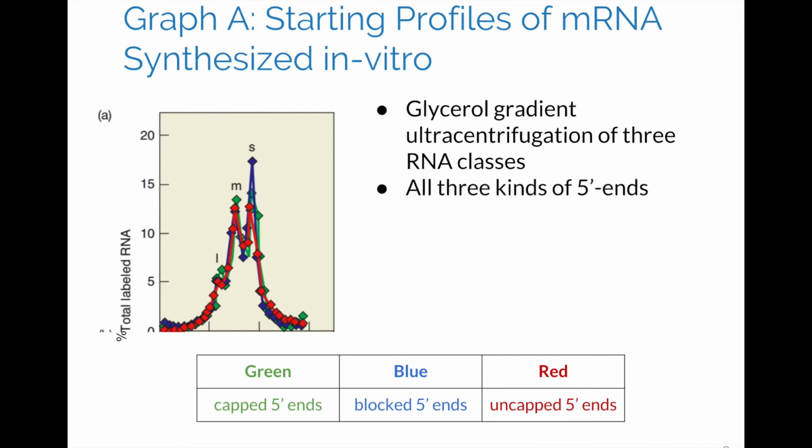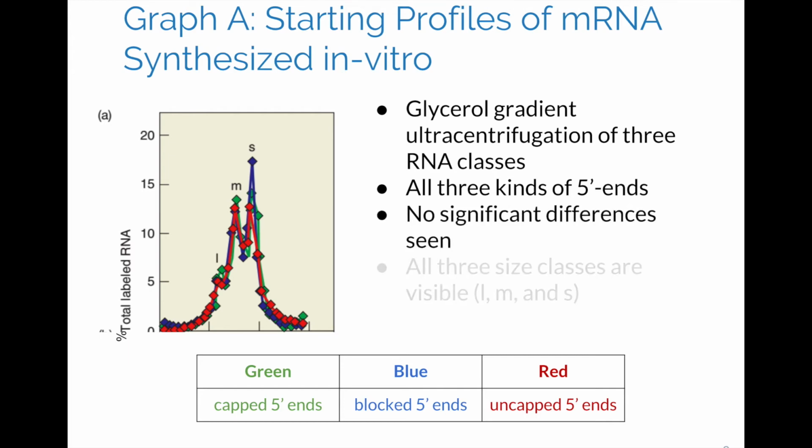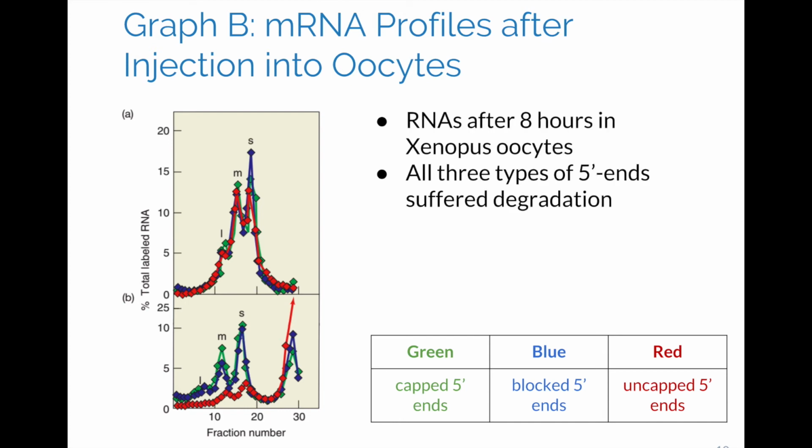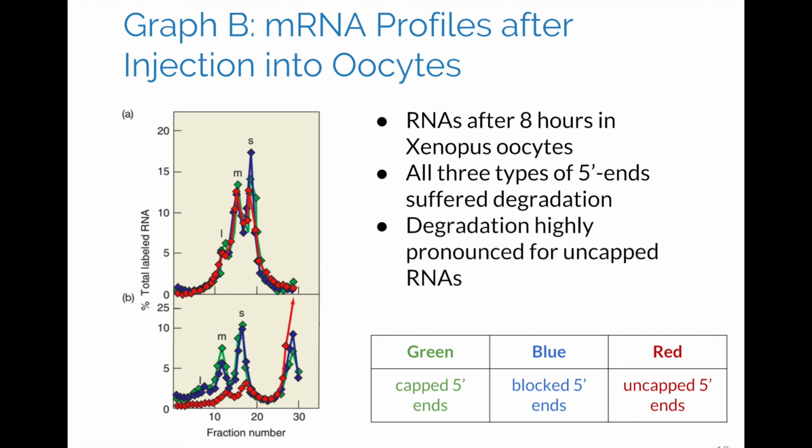No significant differences in the amount of RNA can be seen here, and each of the 3 size classes is clearly visible. This graph serves as a good comparison for the next graph, in which degradation of all of the RNAs was seen. Graph B shows the labeled RNAs after being injected into oocytes for 8 hours and then subjected to glycerol gradient ultracentrifugation. All 3 types of RNAs suffered degradation when compared to graph A. Degradation was highly pronounced for uncapped RNAs, shown by the red line.